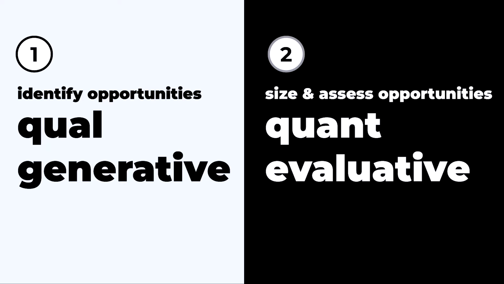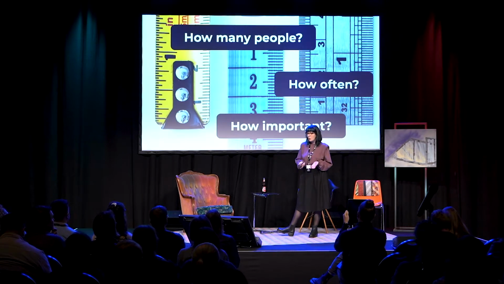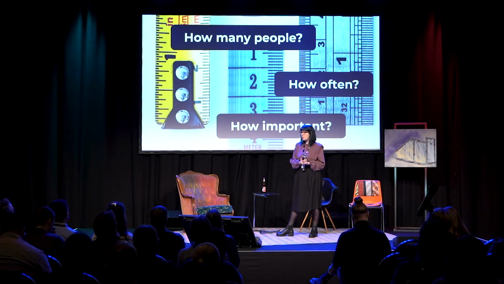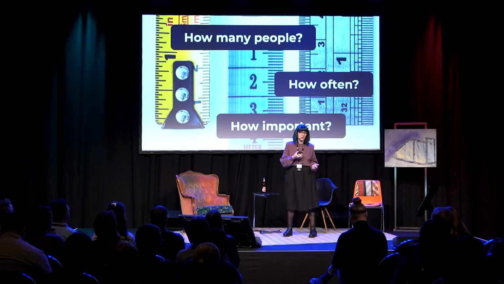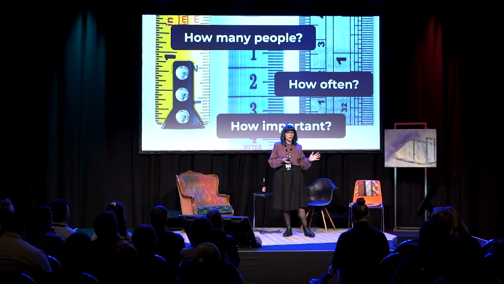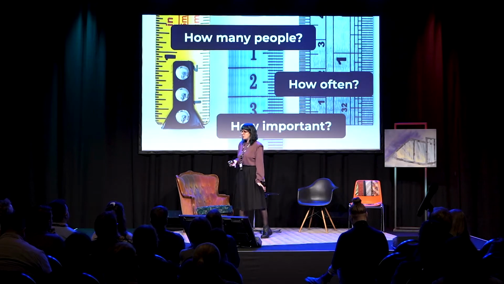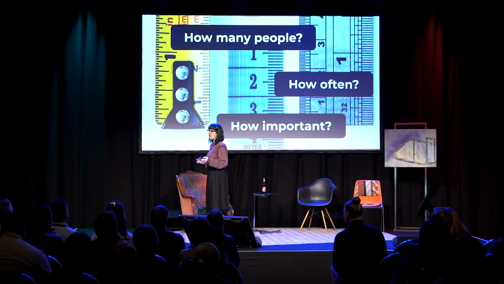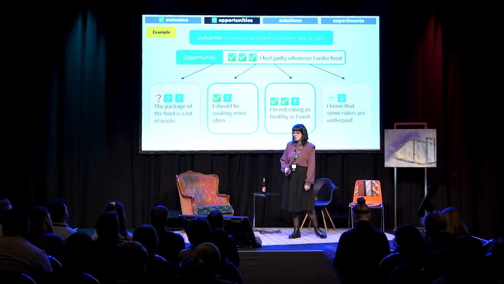After doing that, we can size and assess opportunities with quantitative evaluative research. We can try asking the questions, how many people are affected by this or are experiencing it? How often is it happening? Is it on a regular basis or only once in a while? And how important is it for people? Is it just a slight annoyance or is it a major problem they are actively trying to solve without success? By responding to these questions, you should be able to roughly estimate the impact of this opportunity. Visualize that on the tree also.